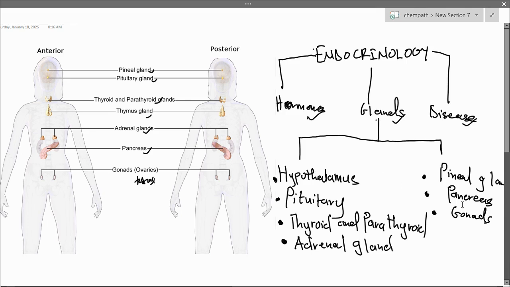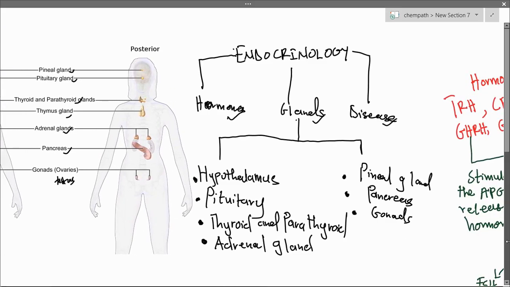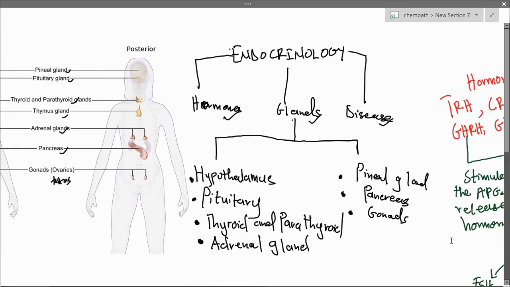Okay, so we are going to take a quick look at the glands and then the hormones they produce. First of all, we have the hypothalamus. The hypothalamus is a part of the brain. And then we have the pituitary glands, the thyroid and the parathyroid glands, the adrenal glands, the pineal gland, the pancreas, and then the gonads. So these are glands, and what these glands do is produce hormones.